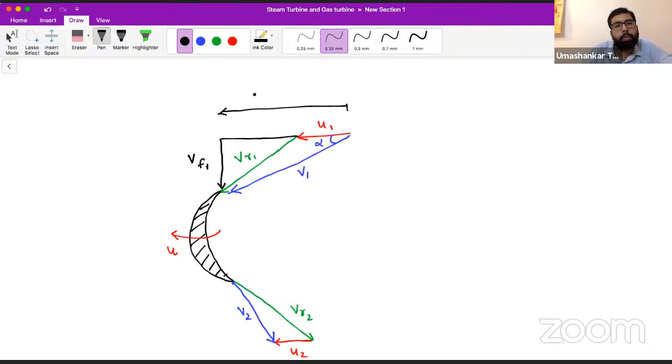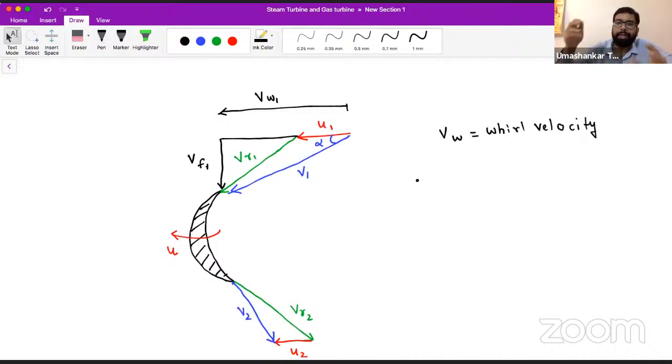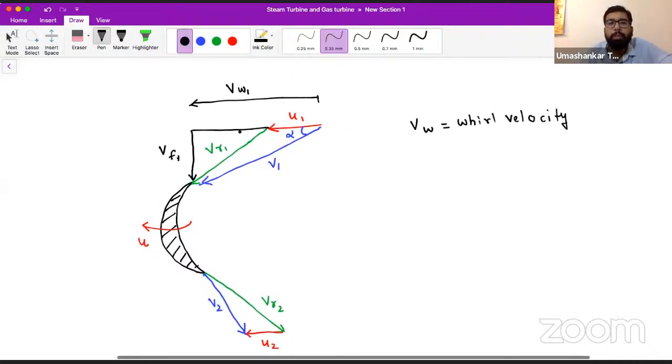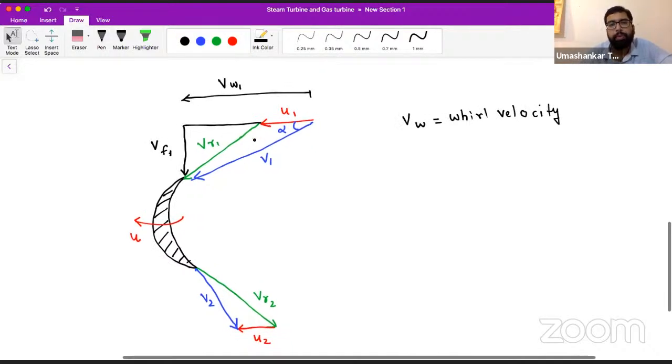Okay. So at the entry we have this much, which is VW1. When we call it VW, we mean whirl velocity. If someone has read the old syllabus already, this is just kind of revision for him. We are going to see the velocity diagram as well, because it is inherently a part of the analysis of a steam turbine. So VW is the whirl velocity. VW1, with subscript one for the entry condition, is the whirl velocity at the entry.